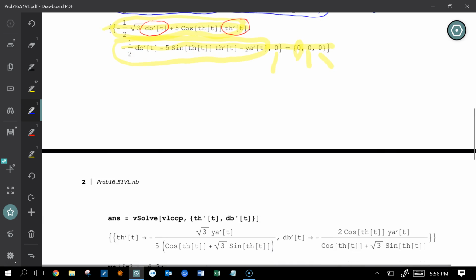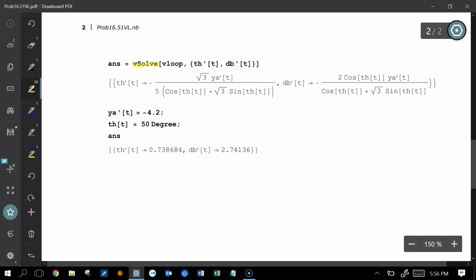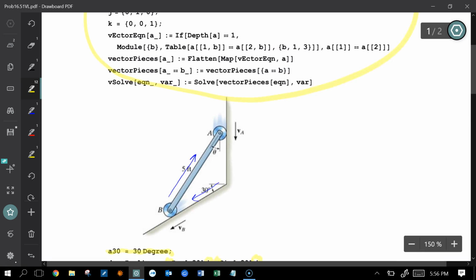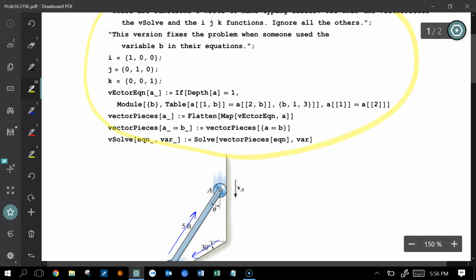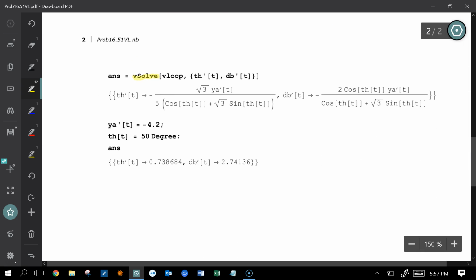And then how do you solve it? Well, the way you solve it is you use this vsolve that was defined at the top, right up here, that I provided for you. And you're going to solve this vector equation, and you're going to solve for the two unknowns, theta tick or theta dot, and dB tick, which is dB dot. And it solves it for you.